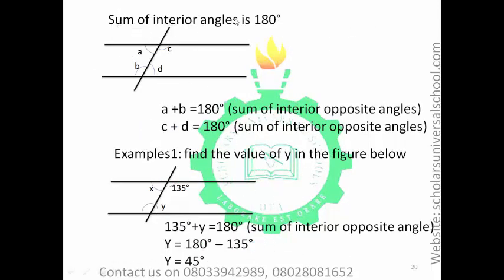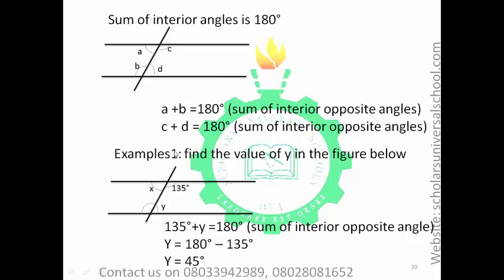Another one is sum of interior angles is 180 degrees. Sum of interior angles. A here is an interior angle. B also is an interior angle. If this is 90 degrees, this also is 90 degrees. So you adding them together, it must give you what? 180 degrees. That is the meaning. A plus B is equal to 180 degrees. Sum of interior opposite angles. C plus D must give you 180 degrees. Sum of interior opposite angles.